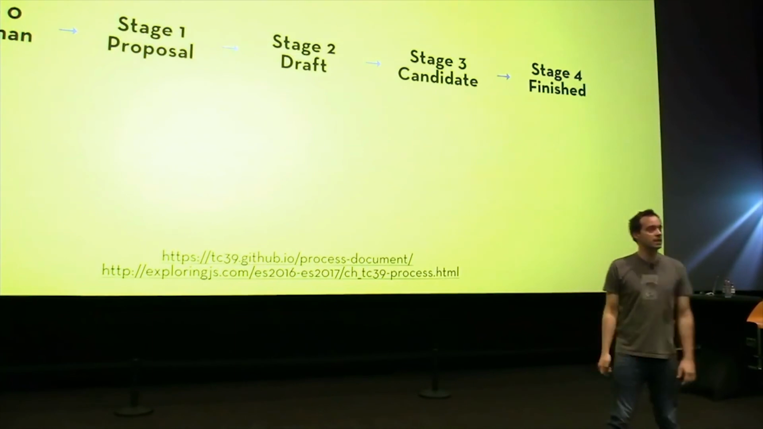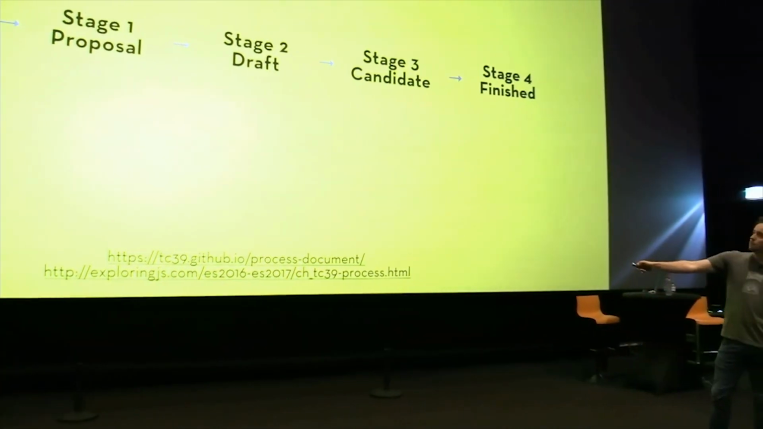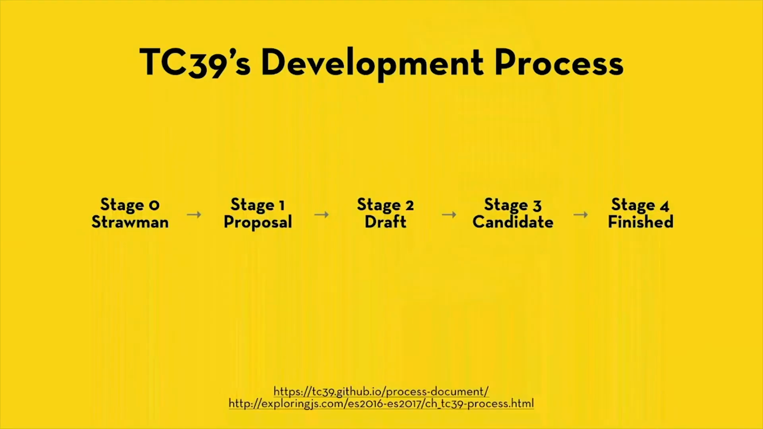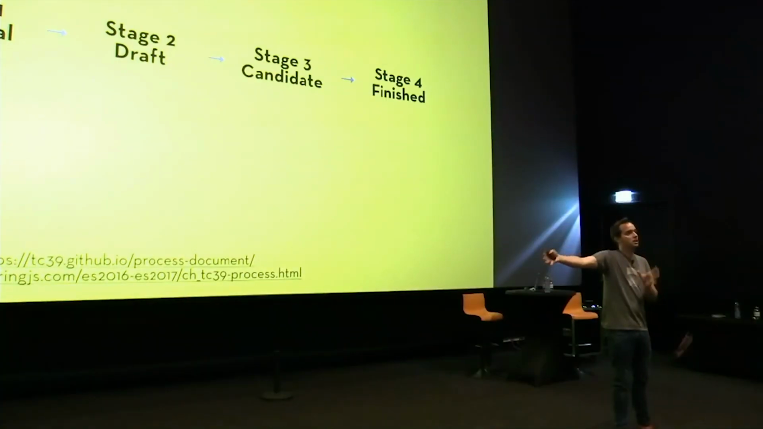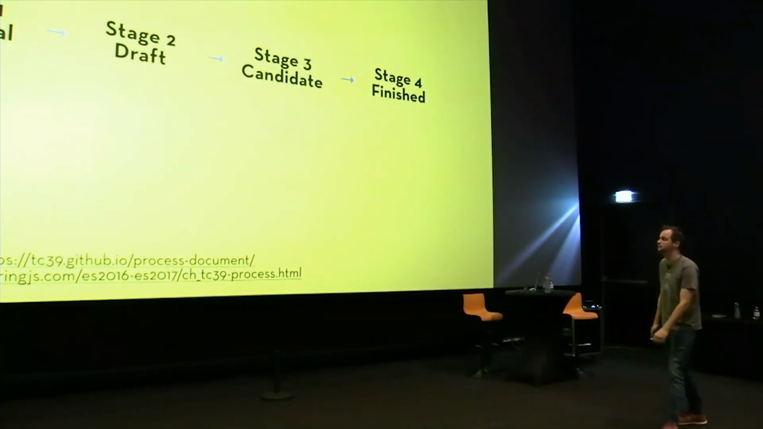It's a 5-stage process, and your proposal has to propagate through it, and then stage 4 is the final stage, and then it's really part of the standard. But they only do that at the end of the year. So right now, a few proposals already have reached stage 4. They are stage 4, they are final, but they won't be part of ES 2018 because that's already defined. So in January, they will say, okay, ES 2019, what are all the proposals that reached stage 4 the past year? Those will now be part of ES 2019.